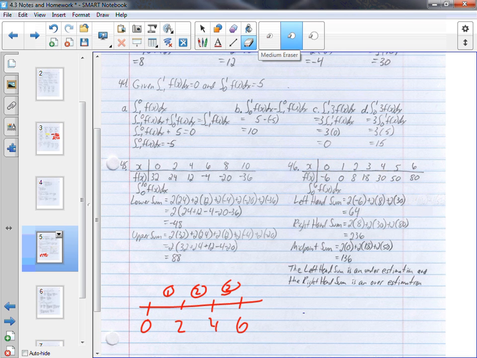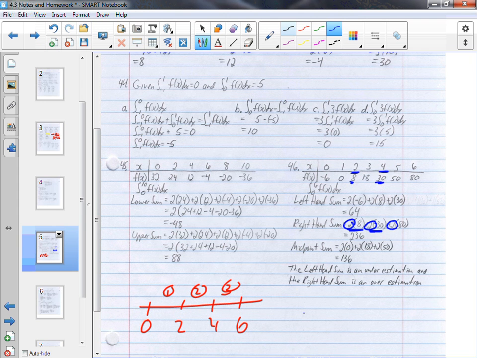To get the right-hand sum, all right, now when we go from 0 to 2, 2 is the right edge of the interval. Its f of x is 8. The next interval, 4 is the right edge. Its f of x is 30. And remember, why are these 2's down here? Because that's the width of each rectangle. That's the base of each rectangle. And then for the last interval, 6 is the right edge. Its f of x is 80. Do the arithmetic.